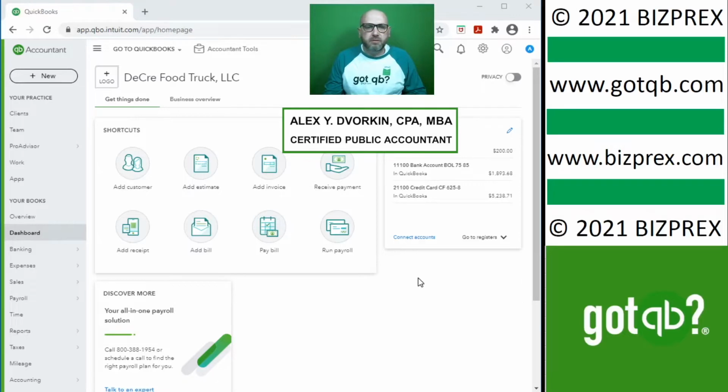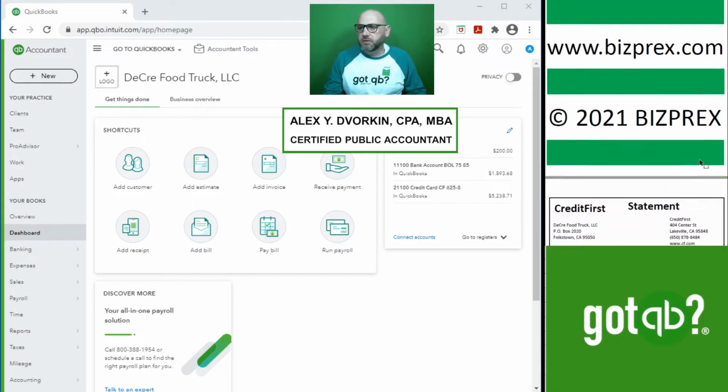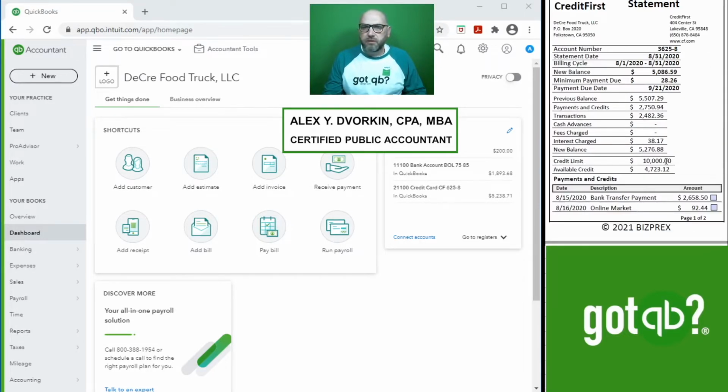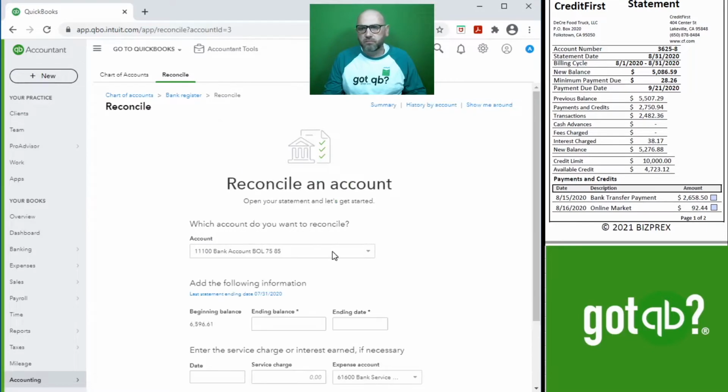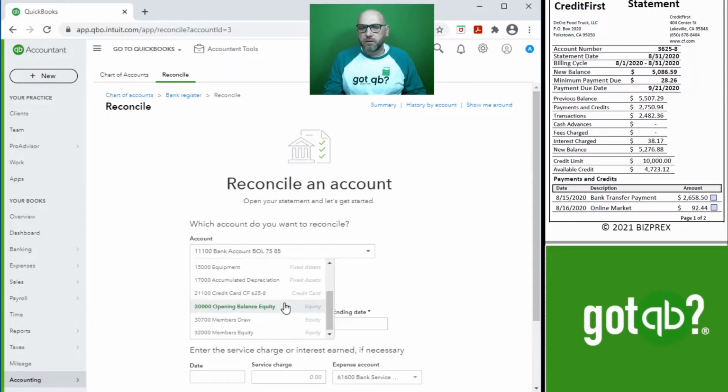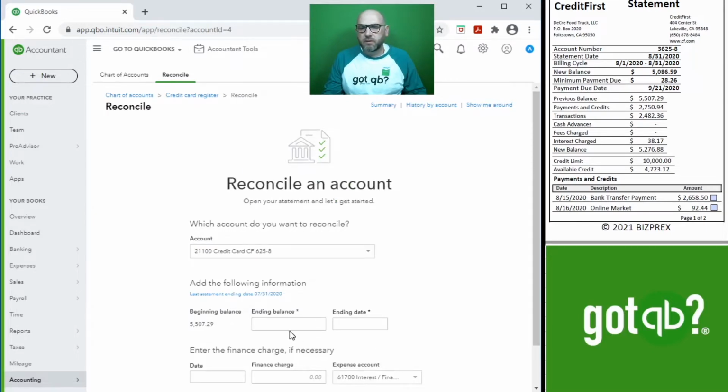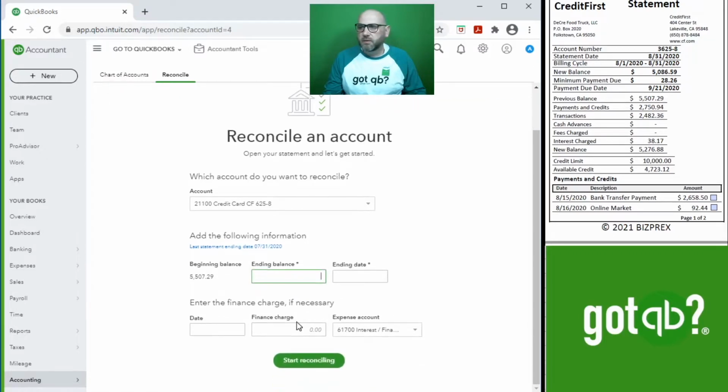Okay, let's go ahead and reconcile the month of August. First, we have our credit card, right? Make sure that it is selected right here. All right, here it is, our ending balance, ending date.